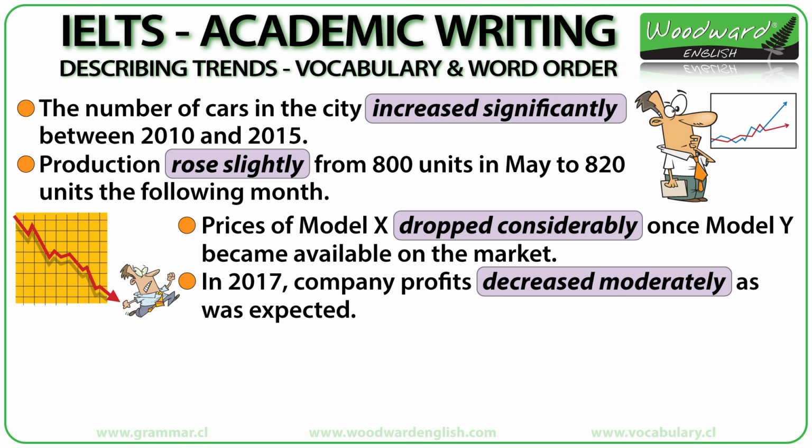Examples of sentences using words that show a downward trend. Prices of Model X dropped considerably once Model Y became available on the market. In 2017, company profits decreased moderately as was expected. Notice the word order of verb plus adverb: increased significantly, rose slightly, dropped considerably, decreased moderately.